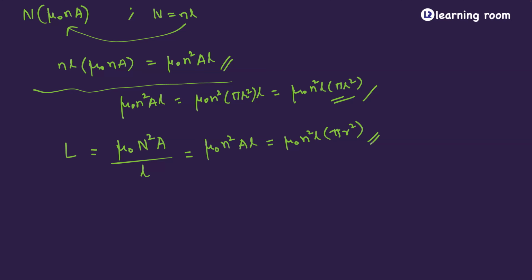So depending on what is the data given in the problem, you can use the right expression to solve it. Is that clear? If suppose in a problem they are concentrating on the number of turns and length separately, then you can use this. If they're concentrating on number of turns per unit length and length separately, you can use this. If they're concentrating on number of turns, length and radius, you can use this. Is the point clear? Okay. So make a note of this.